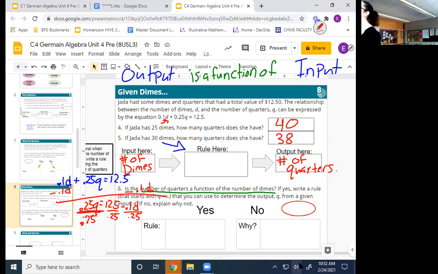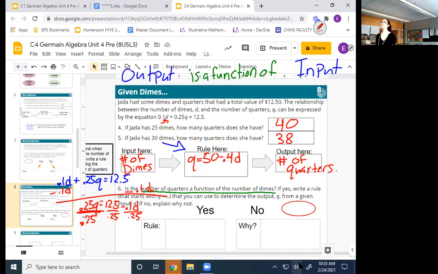And we would get a rule of what? Q is equal to... very good, Claire DeLune, 50 minus 0.4D. Very, very good. Awesome job. And I love the fact that so many people were really specific and said dividing each term. Awesome. Yes, dividing each term by the 0.25.